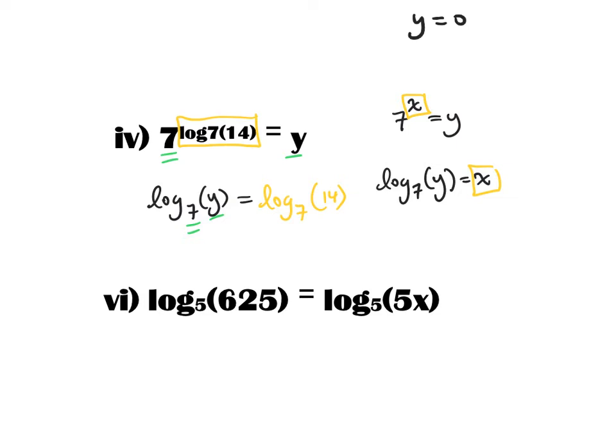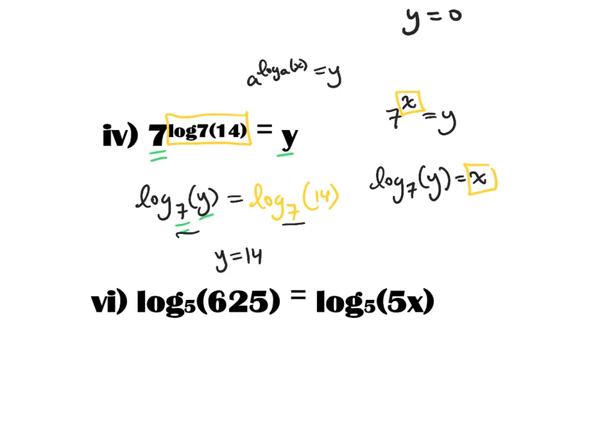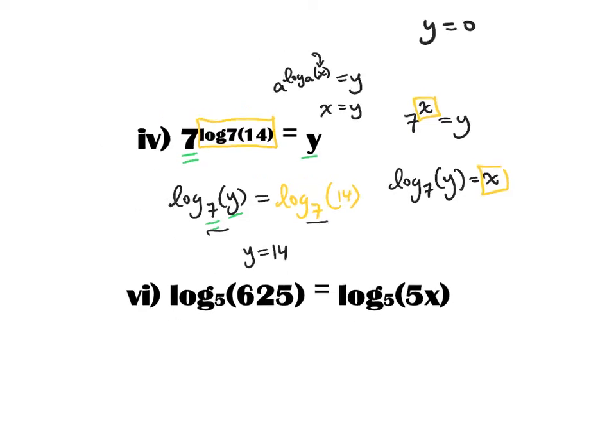Okay, now since I have two bases that are the same, y must equal 14, so their arguments must be equal. Bottom line, if you have a to the log base a of x, we're going to talk about this again, is equal to y. We're going to talk about this again in lesson C. If you have anything of this form, your answer is just going to be x. We'll get into that more in lesson C.